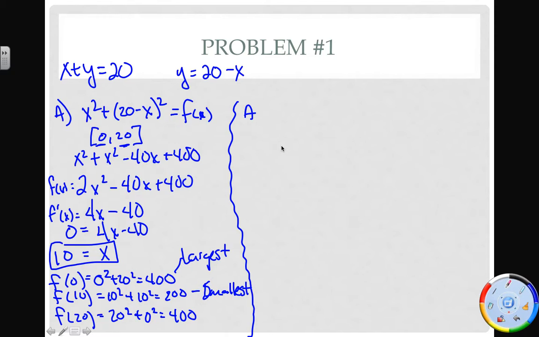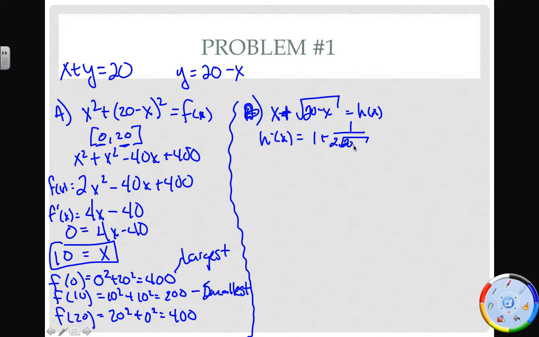Question B is one number plus the square root of the other is as large as possible or as small as possible. So for question B, it is the number plus the square root of the other. So x plus the square root of 20 minus x is now my new function h. If I took the derivative of this, h prime is now 1 plus 1 over 2 radical of 20 minus x, times the negative from the derivative of the inside.